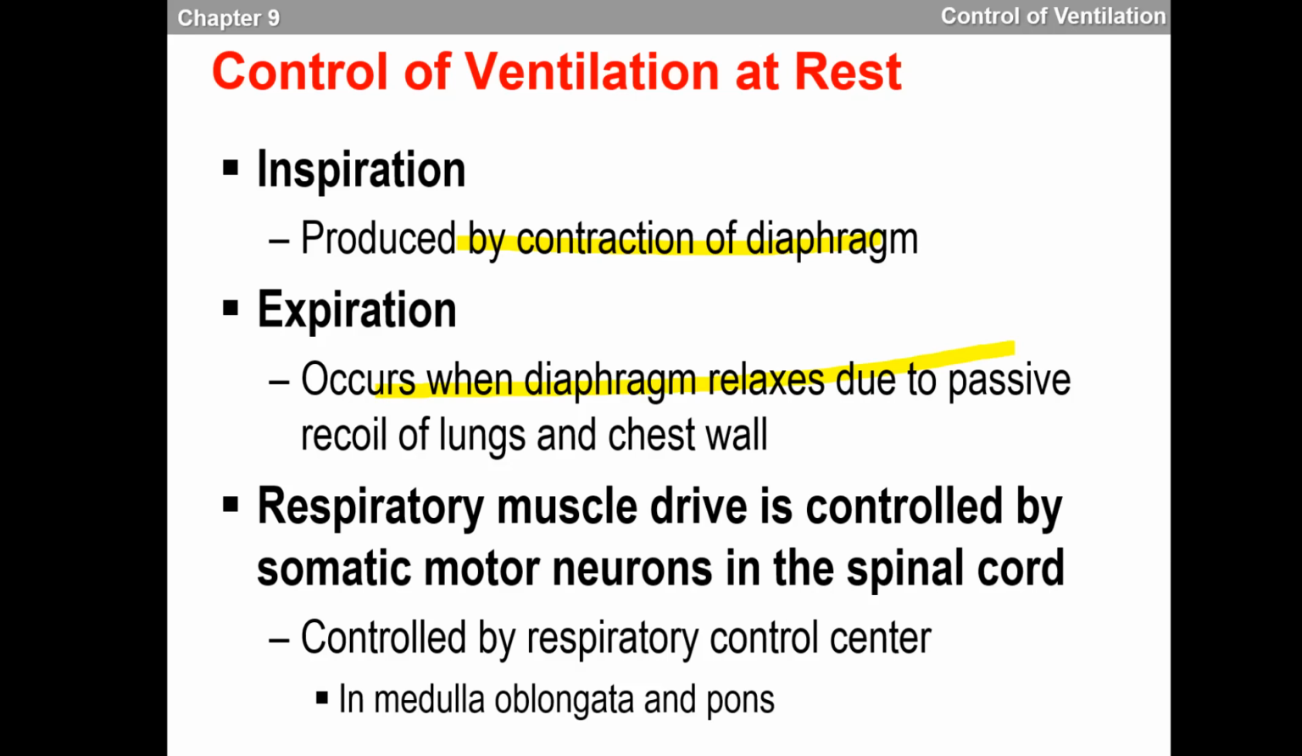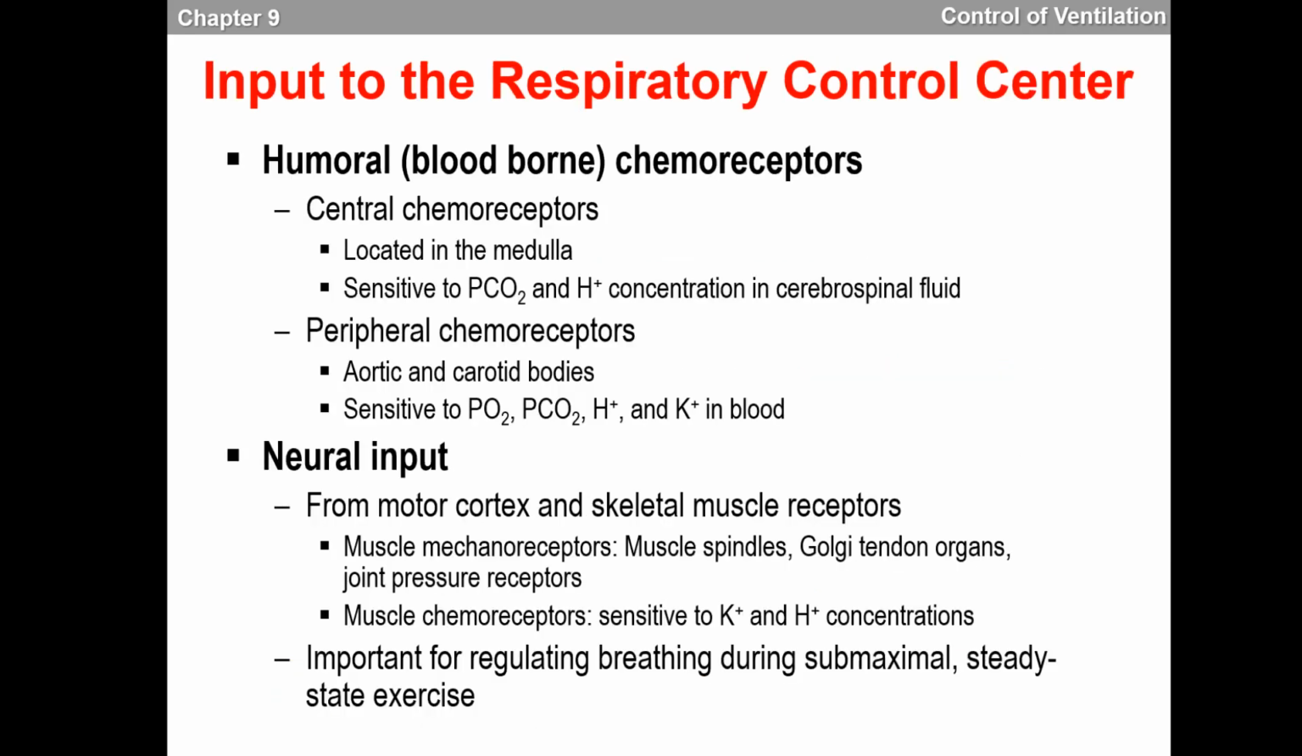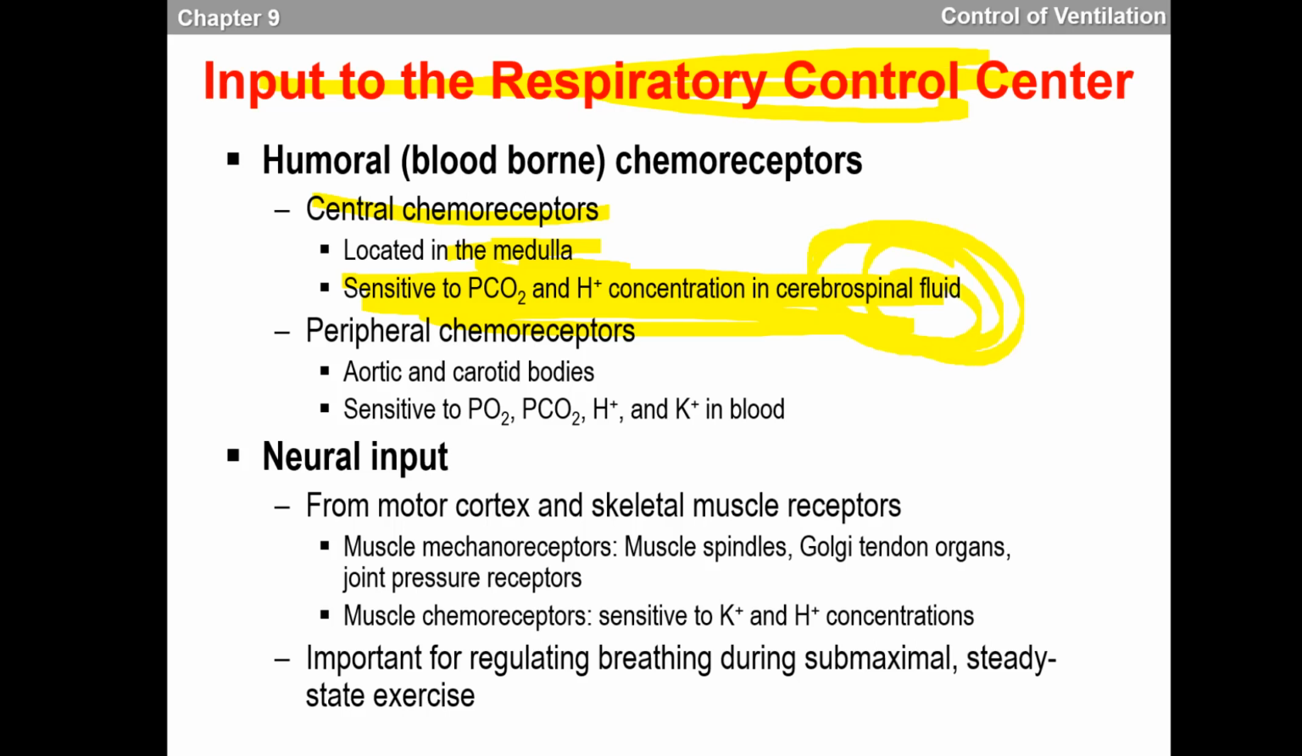The first muscle drive of the respiratory system comes from the respiratory control center in the medulla oblongata. Input to the respiratory control center: be very familiar that the central chemoreceptors are sensitive to PCO2 and hydrogen ion, right? They're located in the medulla itself. Essentially the blood that's going to the medulla is being sensed by these chemoreceptors, and then from there, cerebrospinal fluid, and then from there they grab the signal.